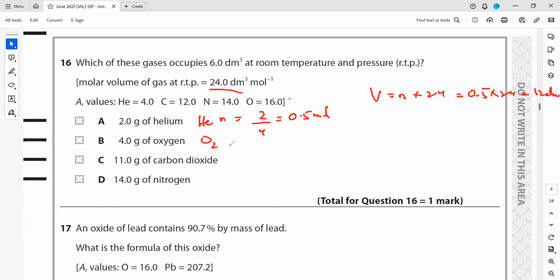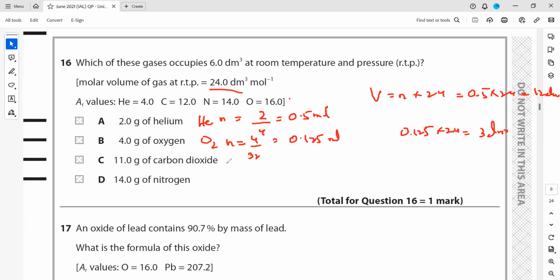For oxygen, oxygen exists as O2. So if we need the moles of oxygen, 4 divided by 32, because 16 multiplied by 2 will be 32. And 4 divided by 32 is 0.125, and 0.125 multiplied by 24 gives the volume, 3 dm cube.